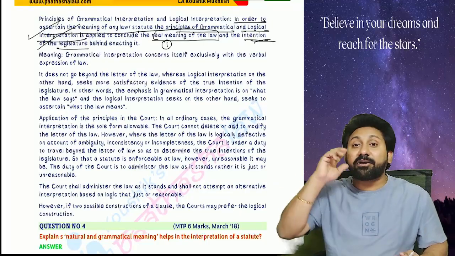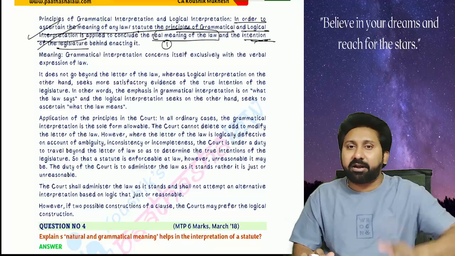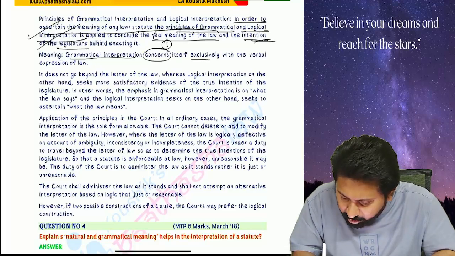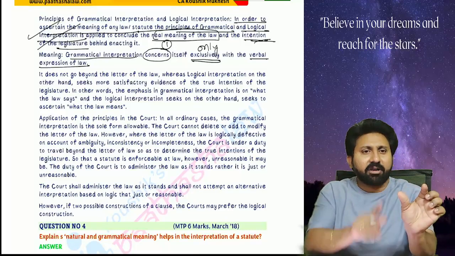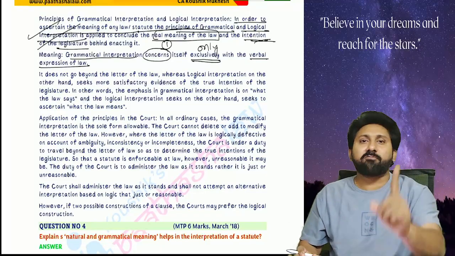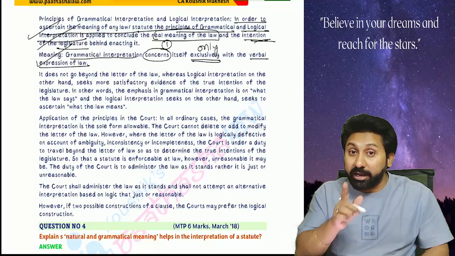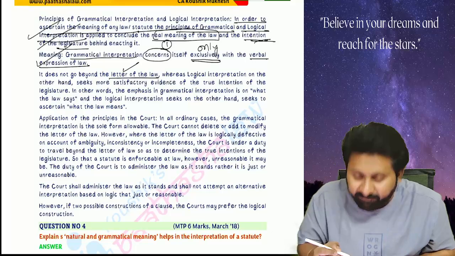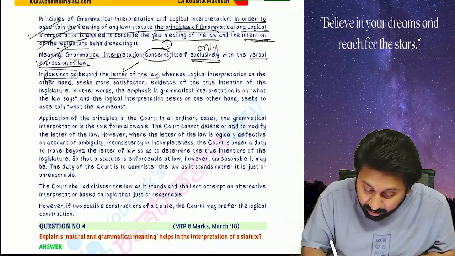There is nothing to unnecessarily doubt about that section. So when the words of the section are very clear and plain, go by grammatical interpretation. Grammatical interpretation concerns itself exclusively, meaning only, with the verbal expression of law. Verbal means what they said. Whenever you are writing an exam, the first thing you should write is that grammatical interpretation concerns the verbal expression of law, while logical interpretation goes beyond the verbal expression of law, beyond the letter of law, whereas grammatical interpretation does not go beyond the letter of law.